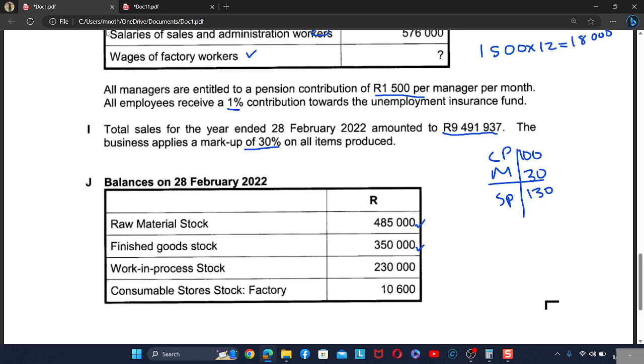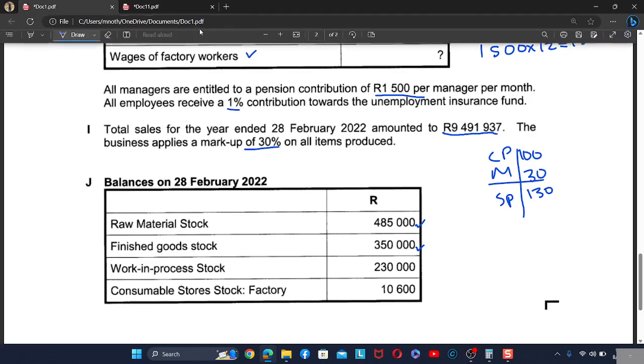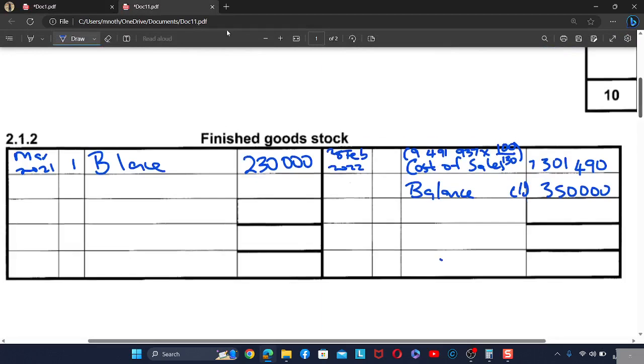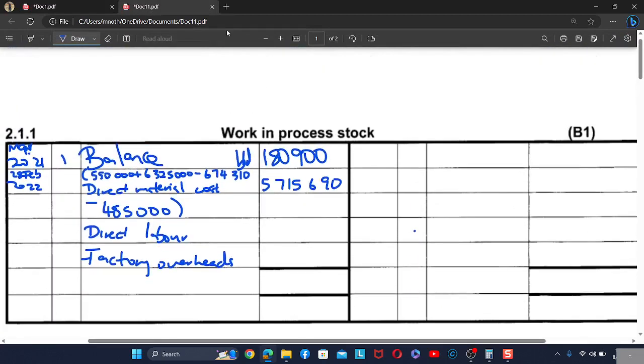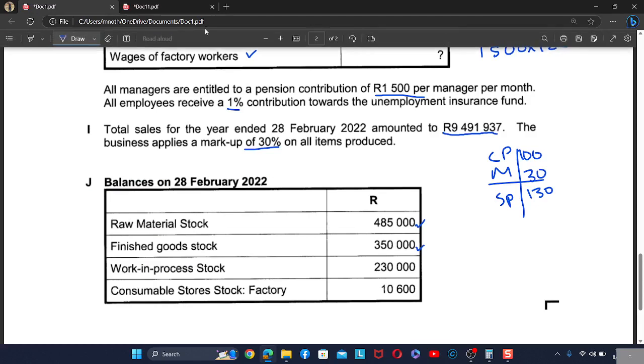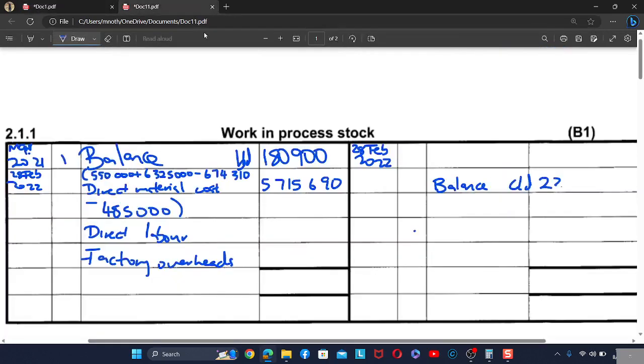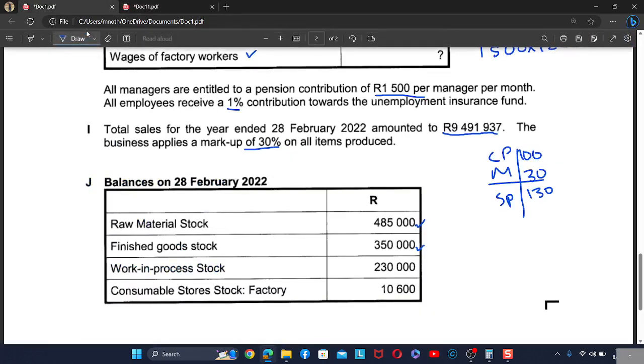And then the work in process stock, it is 230 balance at the end. So 28 February 2022, we have the balance carried down of 230,000. Right now, and then the consumable stores, it is 10,600.